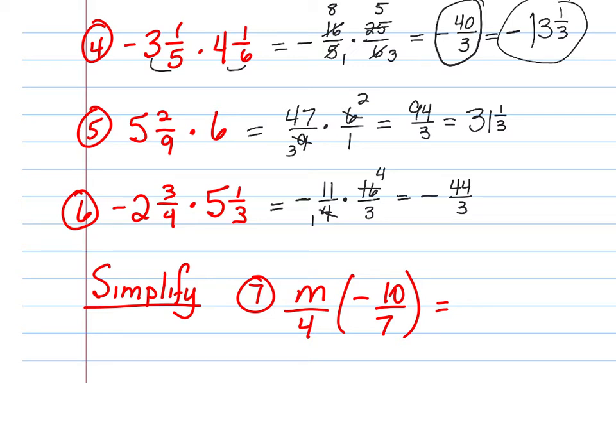What is it if you change it into a mixed number? Maria? -14 and 2/3. So either one of these is acceptable.